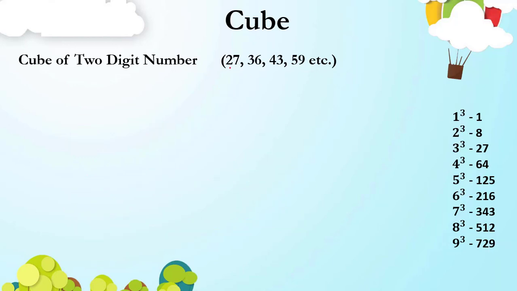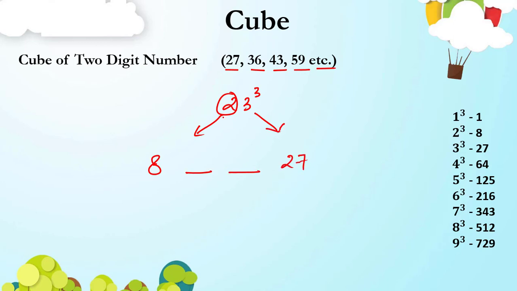So now in the fourth case, when both the digits are different, like 27, 36, 43, 59, etc. Suppose we need to find the cube of 23, right? So what you will do, you will write the cube of 2, which is 8. You will write the cube of 3, which is 27. Now for the middle two terms, for the first term, you will square the first number. So the square of 2 is 4 and multiply with the next number. So it will become 12. For the next term, you will square this number, which is 9, and multiply with the first number. So this will become 18.